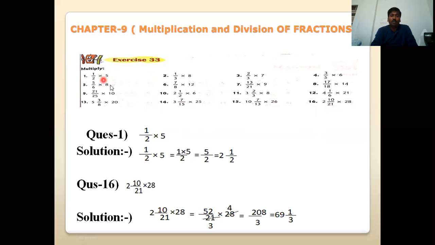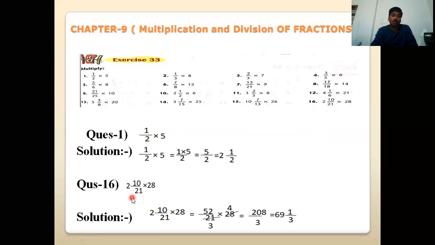Now here we see 1 by 2 into 5, 1 by 2 and 5. Okay, this is the fraction and this is the whole number. When we multiply them, the numerator multiplied by the whole number gives 5, and 2 remains as the denominator. When we divide 5 by 2, we make it 2 whole 1 by 2 as a mixed fraction.